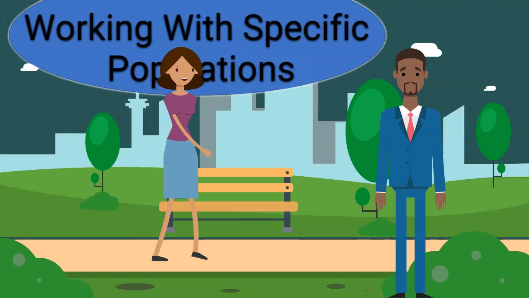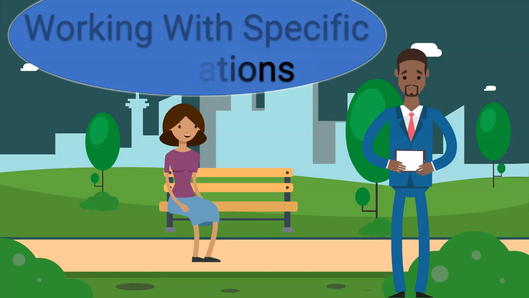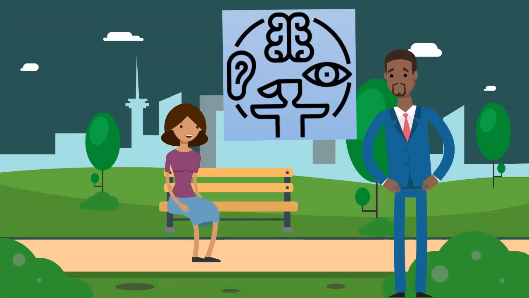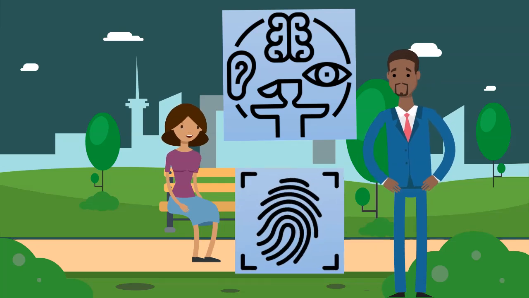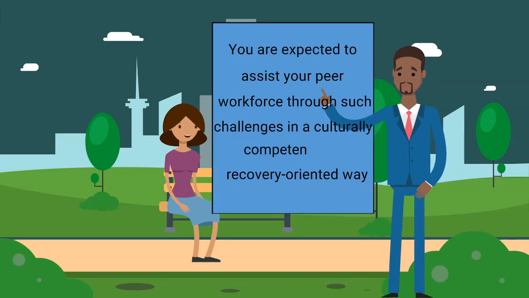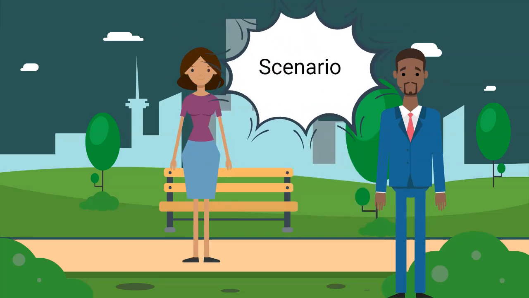Peer support is a diverse field with a varied workforce and consumer base, each with different lived experiences. Your agency may have a specific focus, such as working with justice-involved peers, houseless LGBTQ youth, or peers with co-occurring mental health and substance abuse challenges. Furthermore, depending on the experiences and identities of the peer workforce you supervise, these experiences may pose unique challenges to the peer supporters you supervise. You will be expected to assist your peer workforce through such challenges in a culturally competent and recovery-oriented way. Let's explore a scenario.